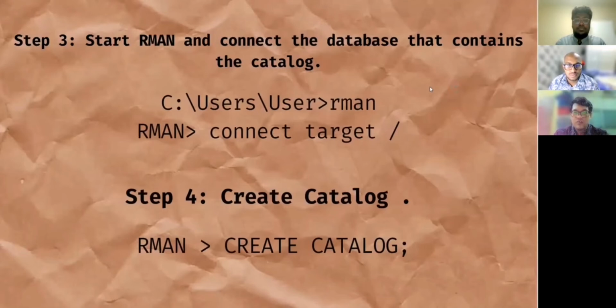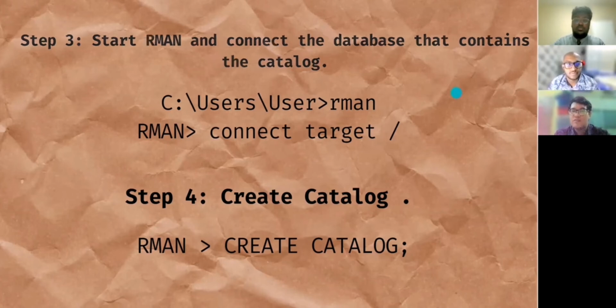Okay, thank you, Kishan. So step 3, we will start our RMAN and connect to the database that contains the catalog, which is at c/user/user rman. Then RMAN connect to the target. So step 4, we will create a catalog, which is the RMAN create catalog. So the catalog is being created.